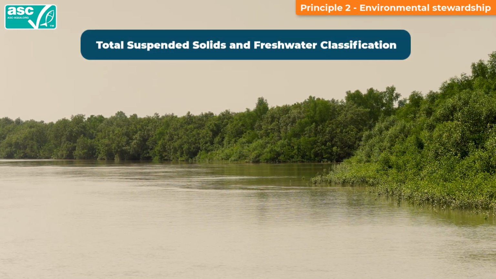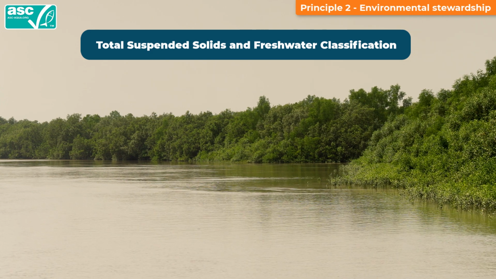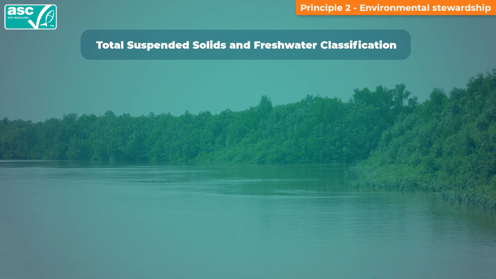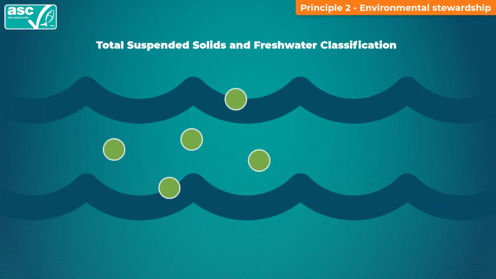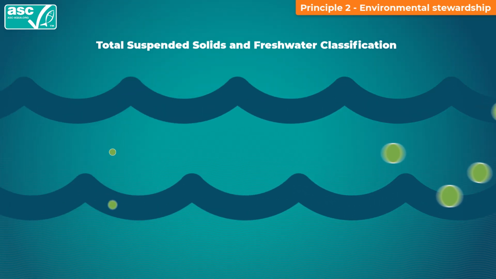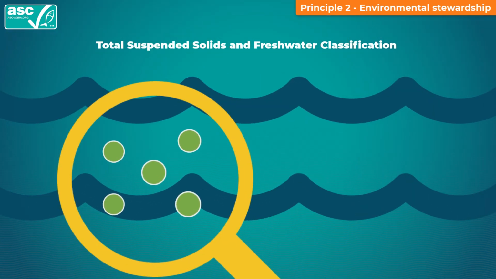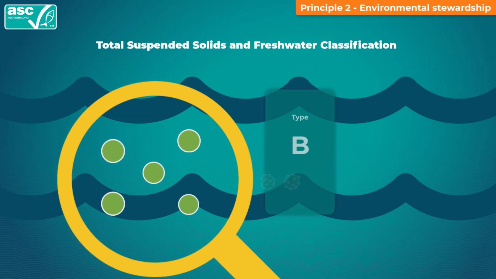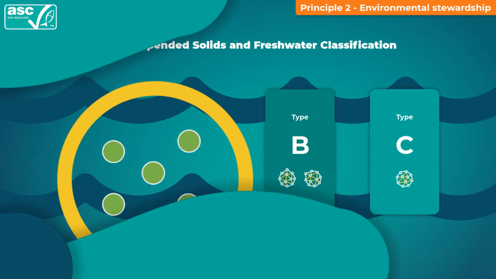For freshwater bodies, we also look at total suspended solids. Basically, this tells us how much stuff, like organic matter, is suspended in the water. Higher total suspended solids at low current speeds mean the particles are being carried along by the currents. Measuring total suspended solids helps us determine if a freshwater body is Type B or Type C.